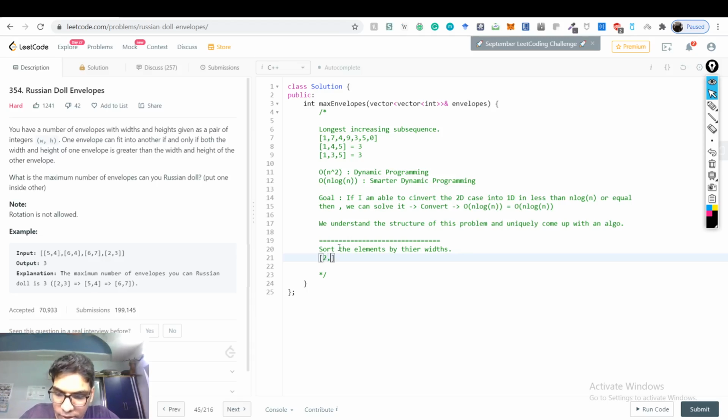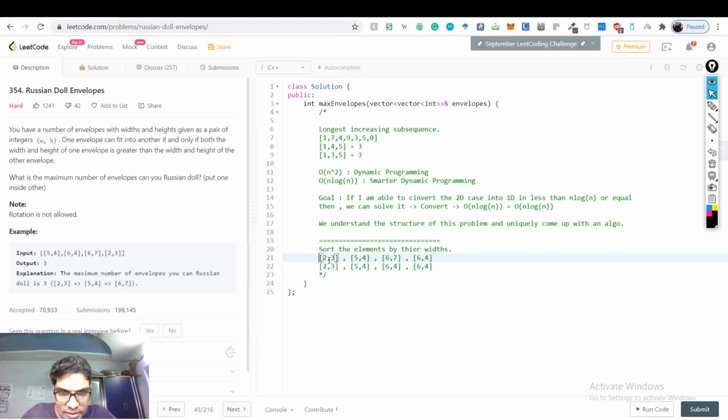So first would be 2 3, right? Second would be 5 4. We're sorting them by the width, by the first element, right? Then you have either 6 7 or 6 4, or the opposite, right? So you either have this or you have this, right? If there was another element with a 7 or 8, it would always go behind this. That is not a problem. The problem is when we have ties of the width.